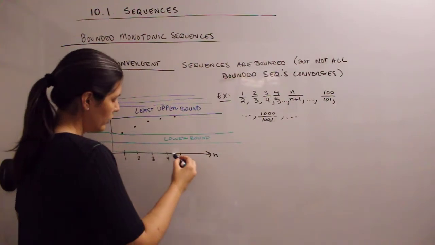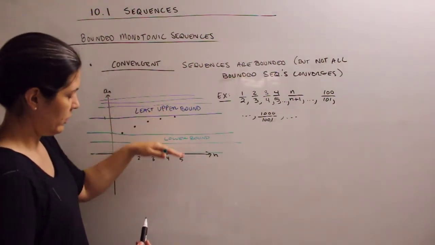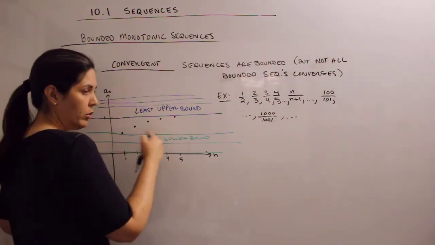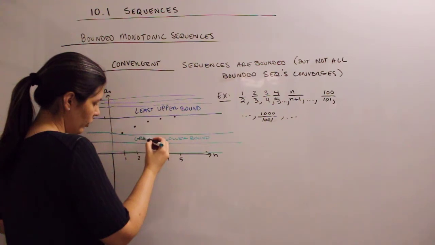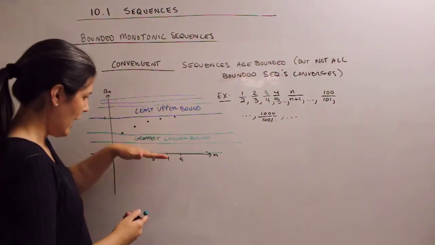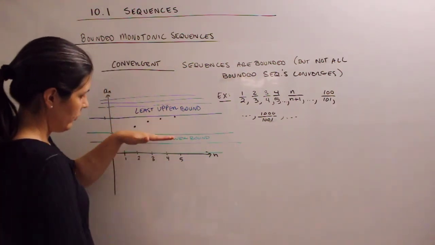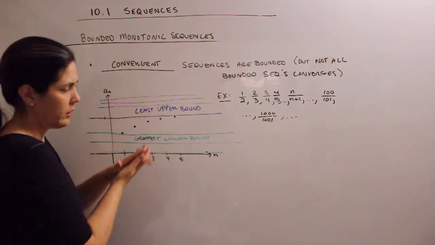Same thing down here. 0 is also bounding the sequence from below. There's nothing in my sequence lower than that. But I want the closest one to boxing in my sequence, so we call this the greatest lower bound. Okay, because it's the highest one of all of the lower bounds, closest to my sequence, like boxing it in.